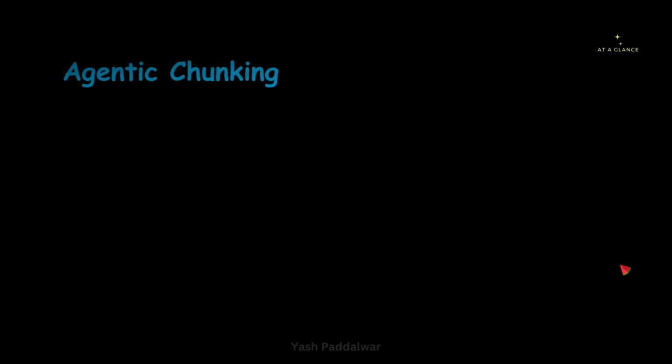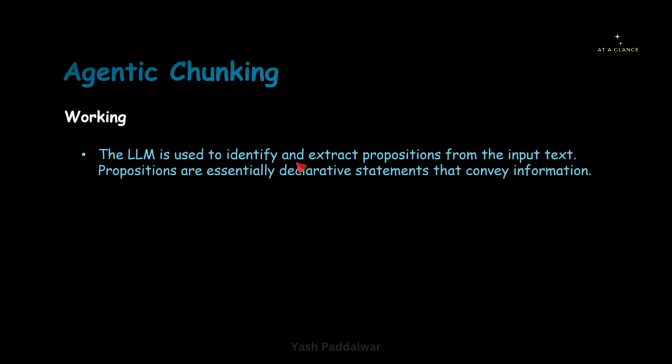Now let's have a look at the working of the agentic chunking strategy. The LLM is used to identify and extract the propositions from the input text. Propositions are essentially declarative statements that convey information. So, as already discussed, the LLM is used over here to create the propositions. And what exactly are propositions? They are individual, independent statements that convey complete information about the scenario. Don't worry, I'll take some examples through which this proposition concept will be clear to you all. And we'll also see how we can convert the raw data into these propositions using the agentic chunking technique.